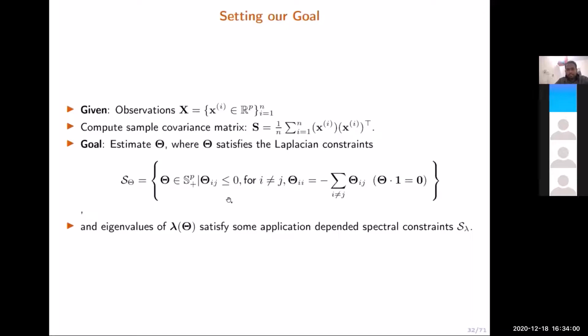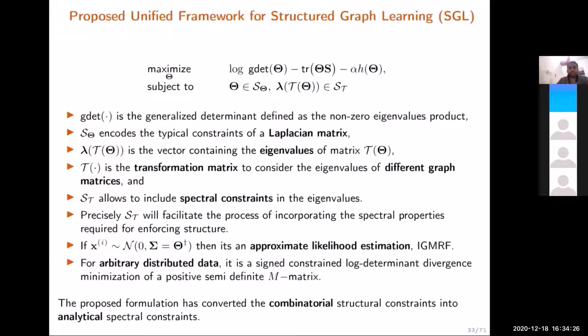This constraint is simply that theta ij is all non-negative, and the diagonal element of theta is a linear combination of the non-diagonal elements of theta. And we want to enforce certain constraints on the eigenvalues of theta, because we have understood that the eigenvalues directly encode the structure of a lot of graphs. So let's see the first. This is a general framework that we have proposed. We want to learn theta.